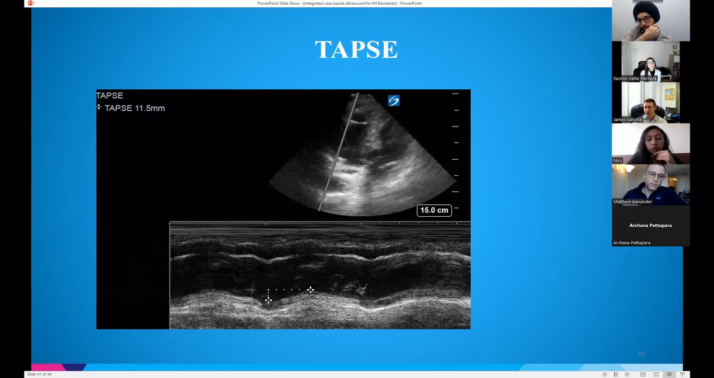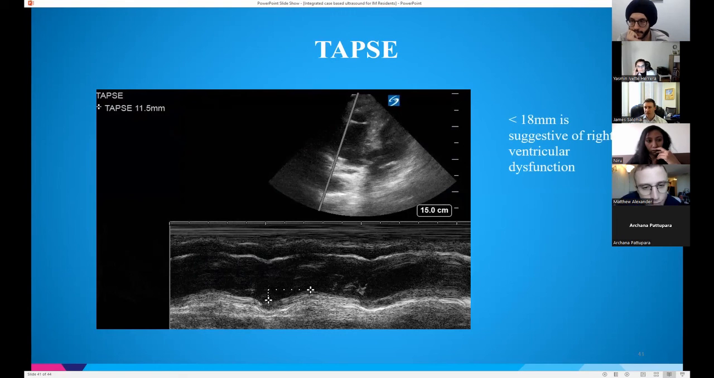If we were to do TAPSE on this patient, putting M mode over the lateral annulus, you want to measure from peak to valley, right? So this is the valley, up here is the peak. You want to look at the distance because this moves more in a longitudinal direction. And this one is actually 1.1 centimeters. So we said less than 1.8 is suggestive of right ventricular dysfunction. So certainly abnormal. Those of you who are also interested in more advanced stuff, you can also use tissue Doppler if you're familiar with that. And I can look at how tissue moves. And I can look at the S prime tissue velocity.